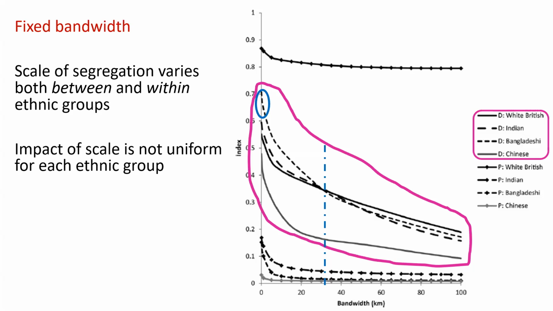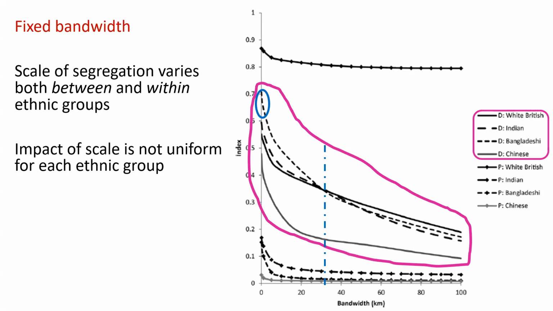And indeed, for this group, they have the most notable difference in segregation levels between small and larger areas, as this bandwidth increases. So in other words, Bangladeshi segregation levels are high relative to other groups, but those high levels are only very localized. For a 35-kilometer bandwidth, for example, Bangladeshi segregation is actually lower than for the white British and Indian ethnic groups. And this is really important.